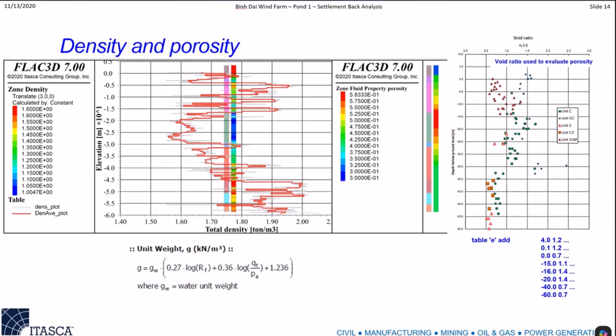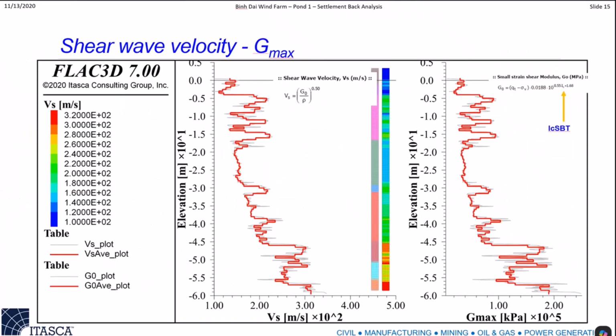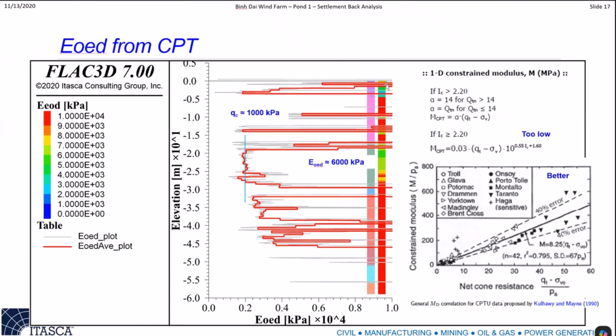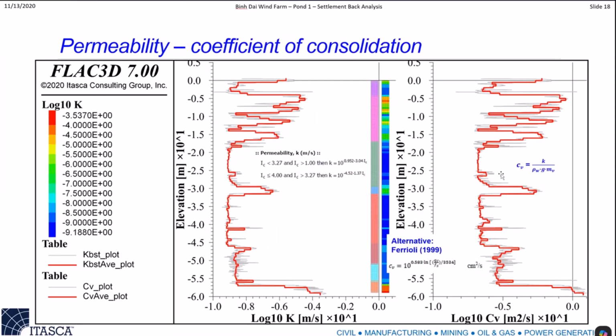For example, in this case, density and porosity. Then you have the GMAX. Then you have the soil behavioral type. Then you can also plot the odometer, for example. You can give any type of property that you want, including, for example, the coefficient of consolidation in case you want to analyze settlements with time and so on and so forth.